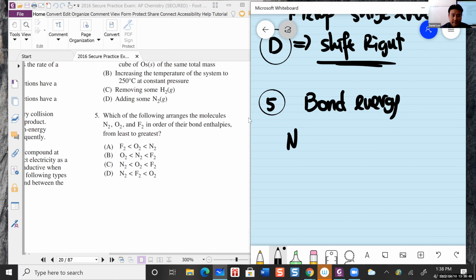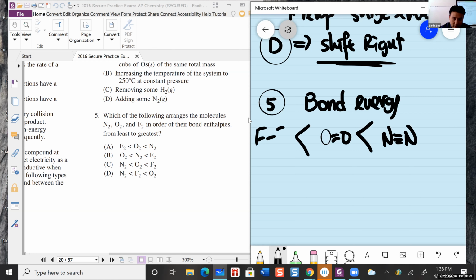Nitrogen is triple bond, so that will be the greatest. Yeah, bond energy. Triple bond is stronger than double bond, which is oxygen, which is stronger than single bond. So diatomic gases, most of the other ones are single bond. So the answer here, number five, is A.